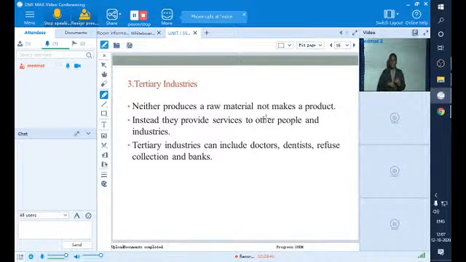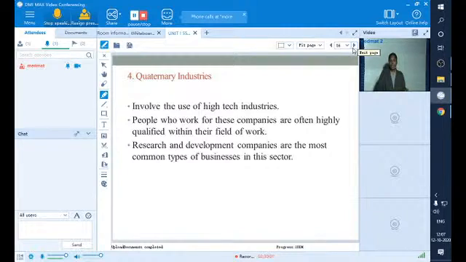Doctors, dentists, refuse collections and banks. Doctors give service to the community. Dentist servicing, refuse collections means they are getting the raw material from other banks, they are providing the service. So these are all the examples for the tertiary industry.